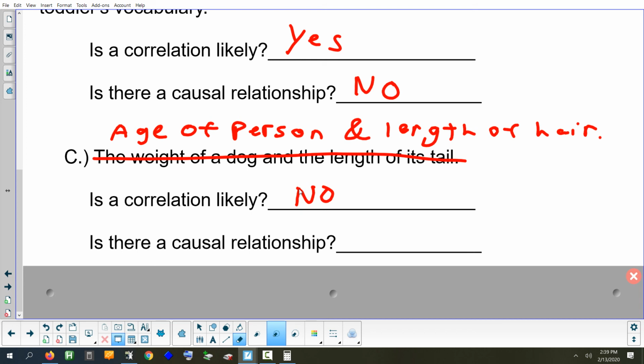As somebody gets older, does their hair automatically get longer all the time? No. You might lose your hair as you get older. You might cut your hair. So just because I'm older than you doesn't mean my hair is longer than your hair. So the answer here is no.